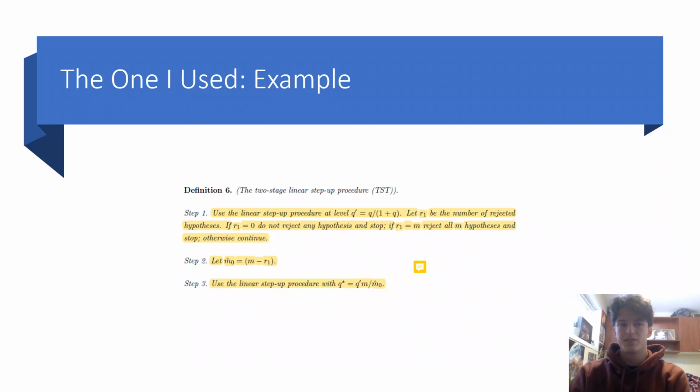Okay, so there's a number of different procedures that do what I just outlined. That is, they try to find a new value, q prime, that's going to be more accurate. So I just used one of them. I'll link a paper in the description that has a lot of these different methods.